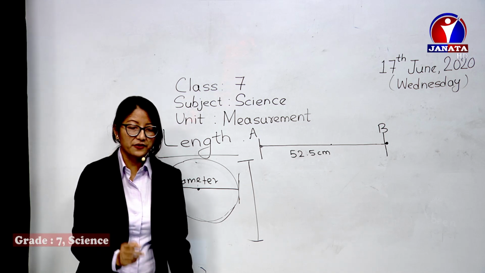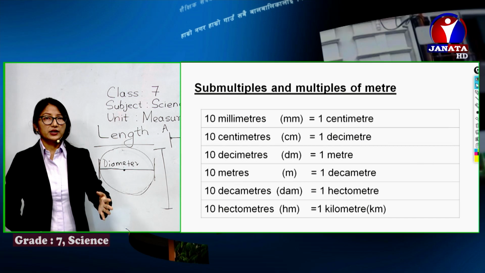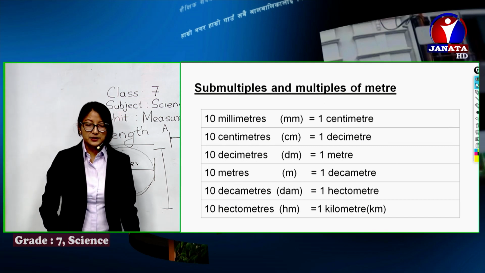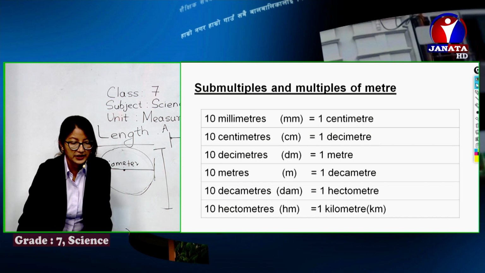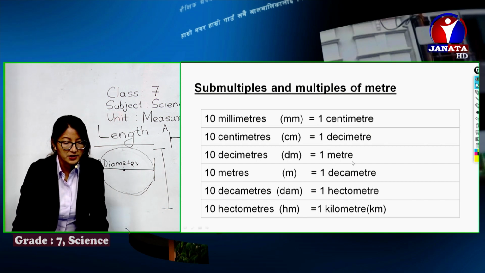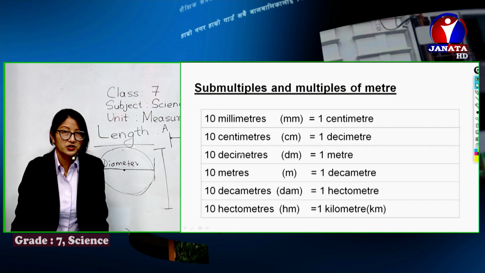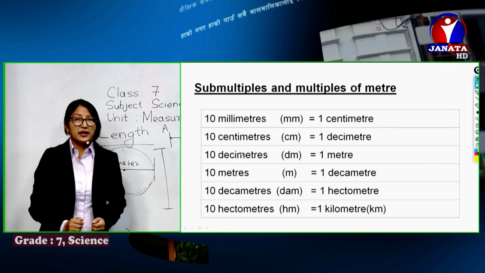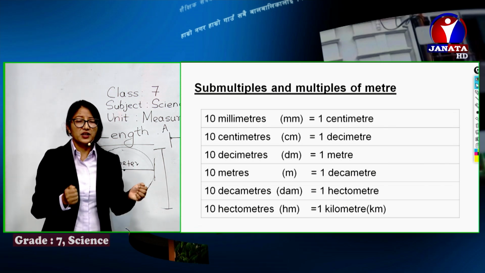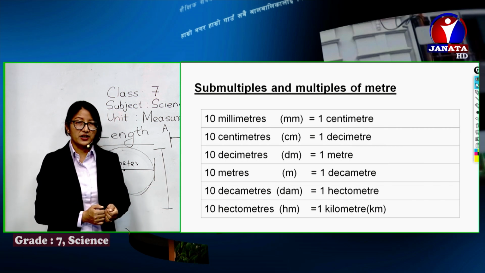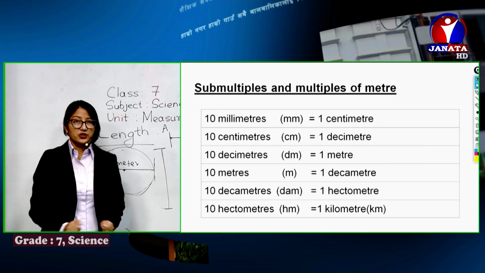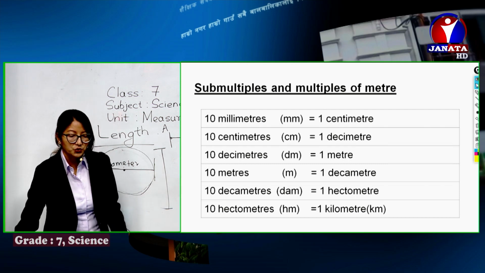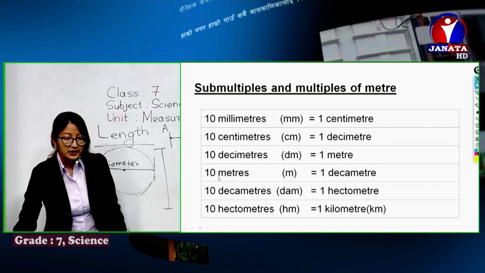Now, we have here a table. You can just have a look at the table, showing submultiples and multiples of meter. Check at the center, the third one: 1 meter is the SI unit of length. Millimeters, centimeters, decimeters are the submultiples of meters, smaller than meters. If we have to measure things lesser than a meter, we follow these ones, millimeter, centimeter and all. And if we have to measure longer distances, we go towards the multiples. You can check in the table.